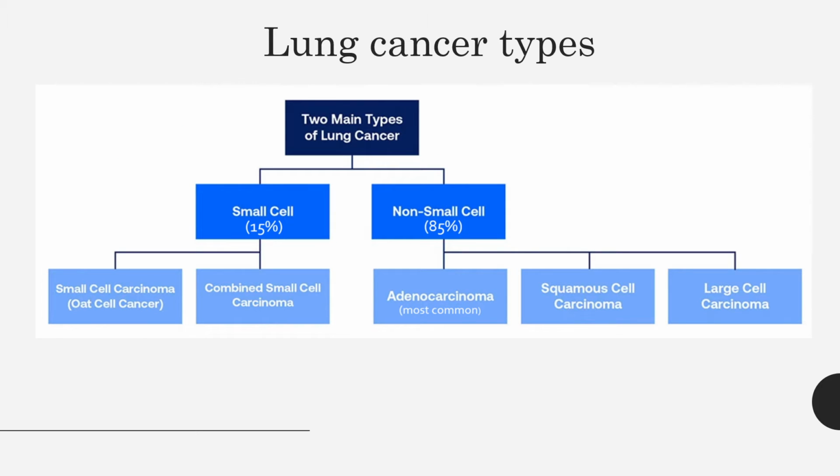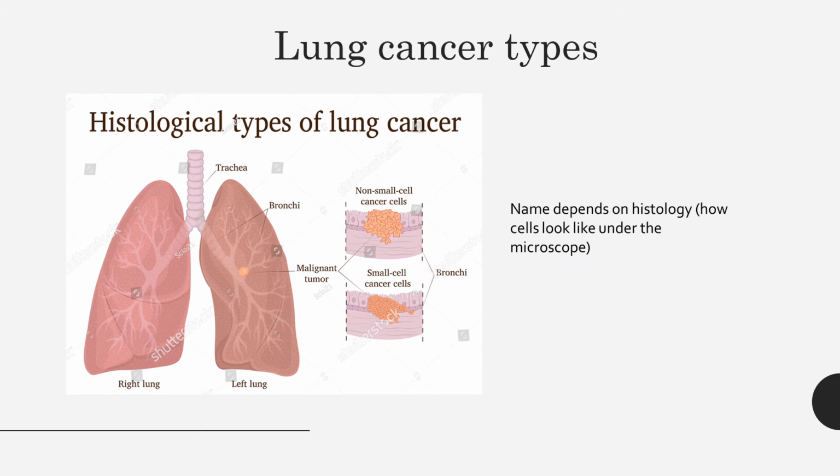Now let's look at some types of lung cancer. The 2 main types are non-small cell carcinoma and small cell carcinoma, which make up 85% and 15% of all lung cancers. Note that carcinoma is simply another way of referring to cancer. You may be wondering why they are called small cell and non-small cell carcinoma. Well, the naming is dependent on the histology, or how the cells look under the microscope, as depicted by this schematic here.